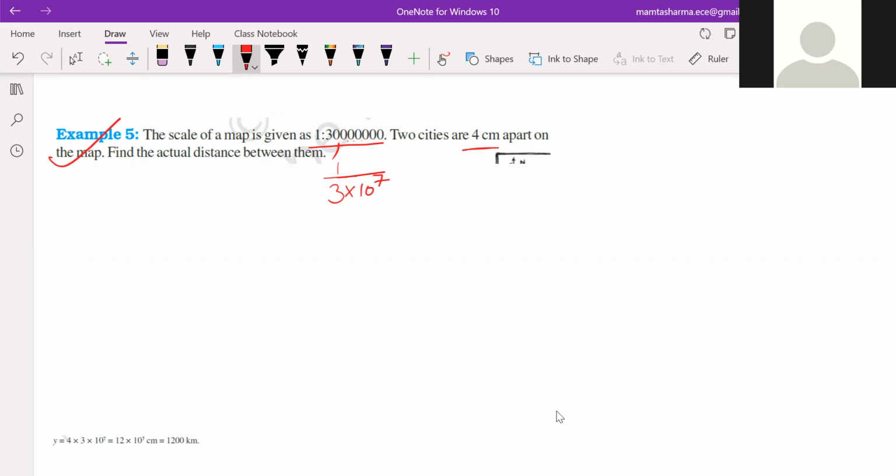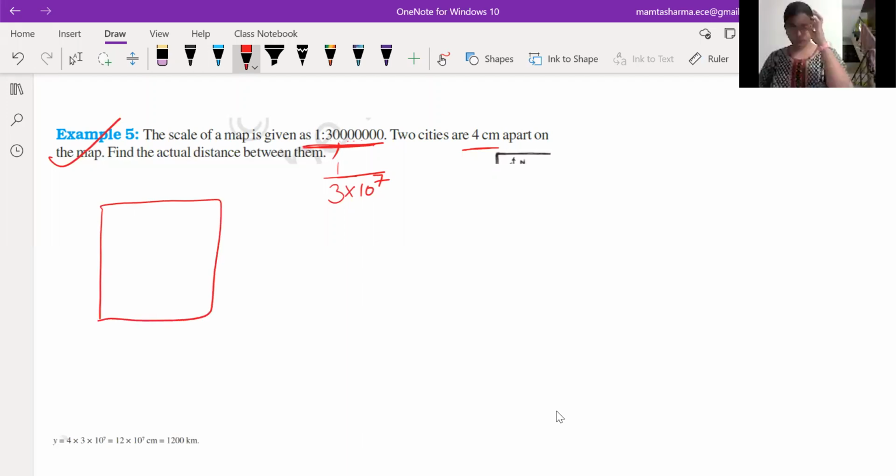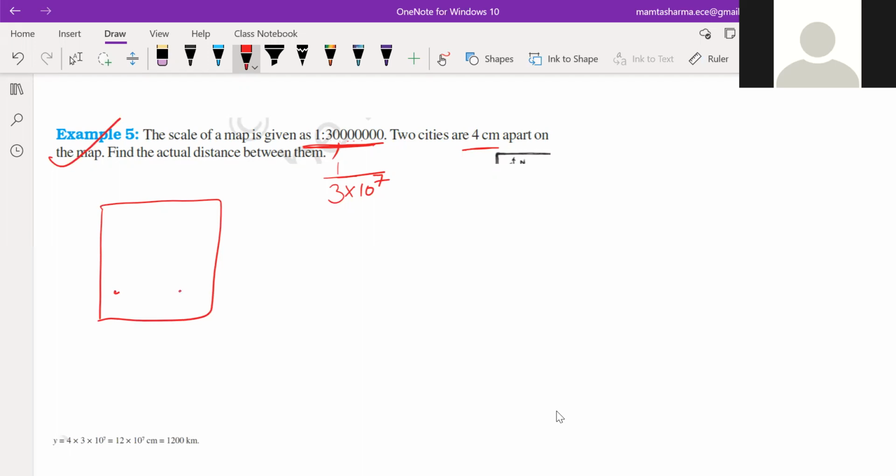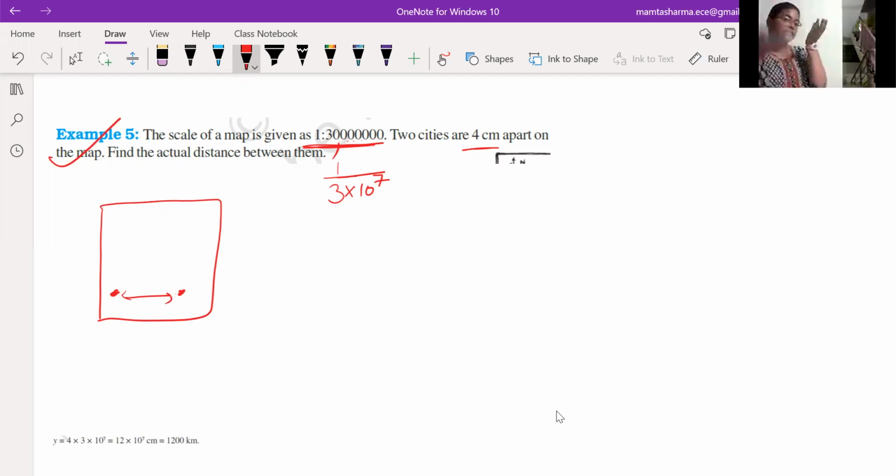Okay, the scale of the map is given. Ratio is given. You know that there is a direct proportion, a direct relation, between the actual distance and the distance shown in the map. Yes, ma'am. If 1 centimeter is 10 meters, and 1 centimeter increases, then the actual distance also increases.